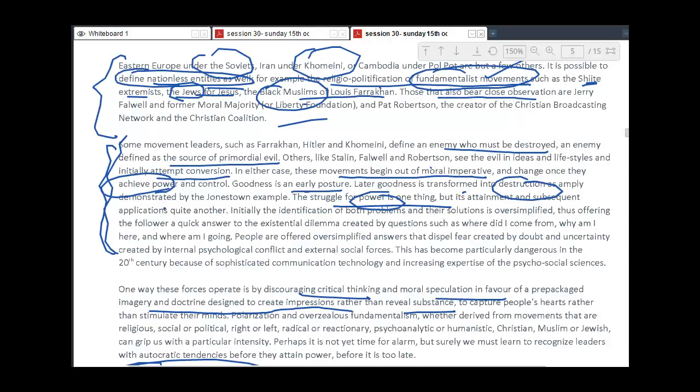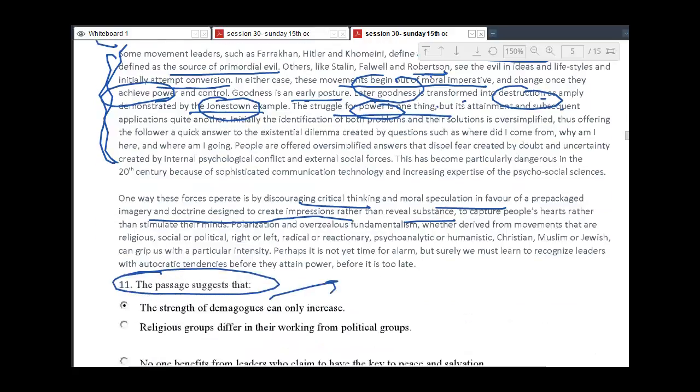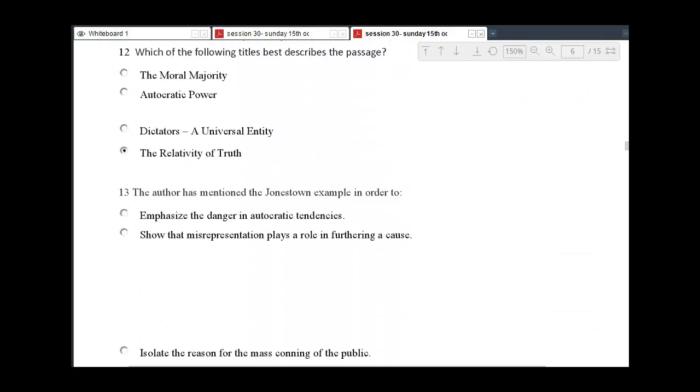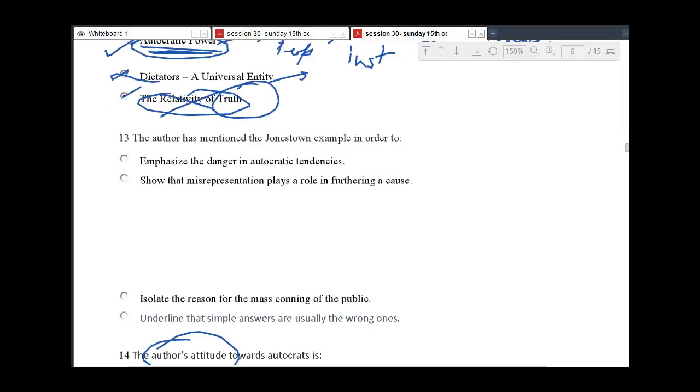This is okay. This is where I get Stalin, Robertson. Here we have Jonestown, right? Here we have goodness in an early portion. Later, goodness is transformed into destruction, as amply noted by. So, who was Jonestown? He initially posed as a good guy and then he became evil, right? So, which option fits the best? This is a fact-based question, right? Misrepresentation. You show that you are good and then you become evil. What did Jonestown do? He showed that he was a good guy, right? And this goodness later on became what? Very bad. So there was a misrepresentation going on, right? So B is the best choice.